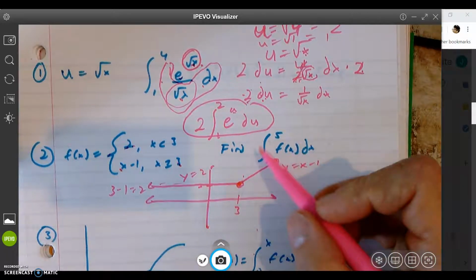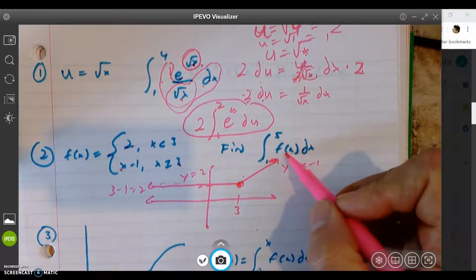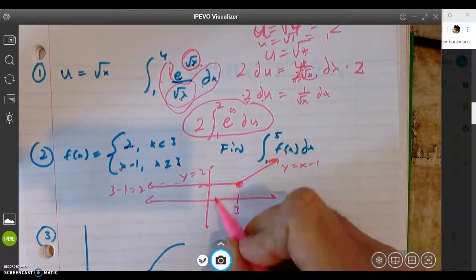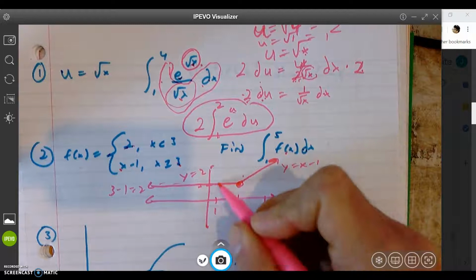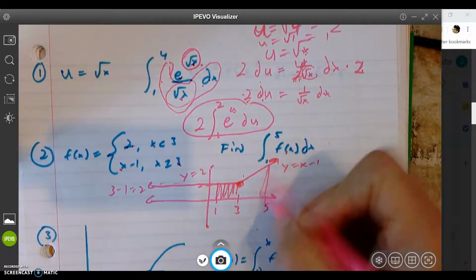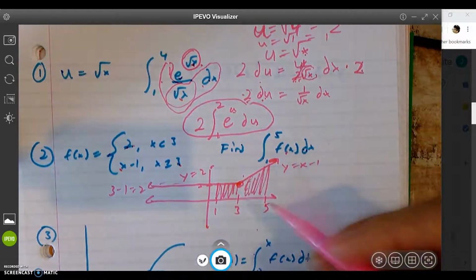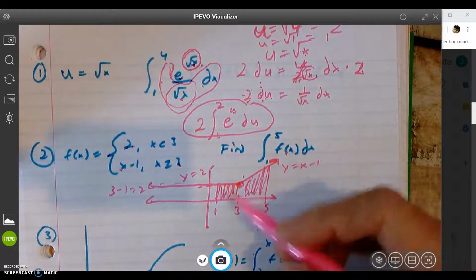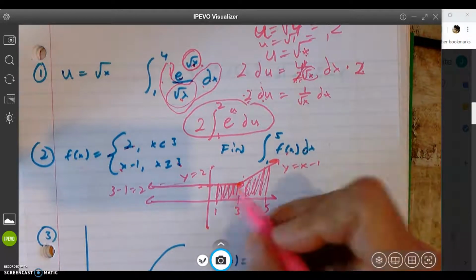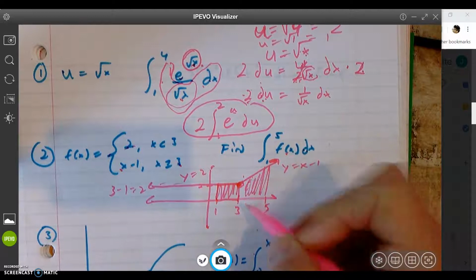So you want to find the area under the curve between 1 and 5 of f of x dx. So this is 1, and this is 5 here. So you're going to find this area and this area. So you could do integrals if you want, or you can just do geometry. So this is a rectangle here.